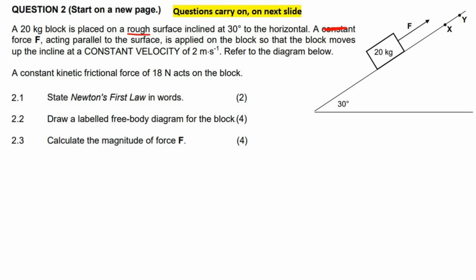And then it says that it's acting parallel to the surface and is applied to the block so that the block moves up the incline. Okay, now this is important. We are moving at a constant velocity. That is so important. So what that means is that the acceleration is 0. We must remember that. Then it says a constant kinetic friction force of 18 newtons acts on the block.